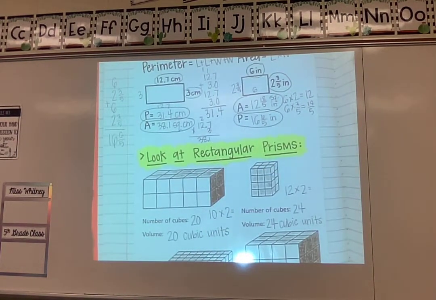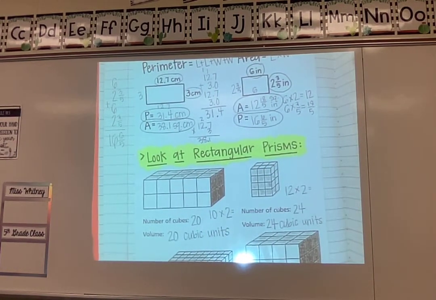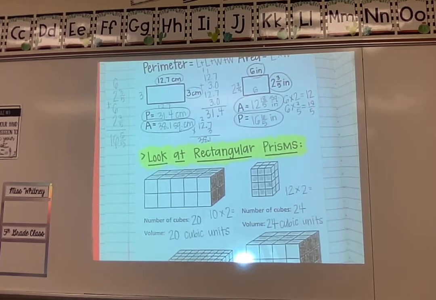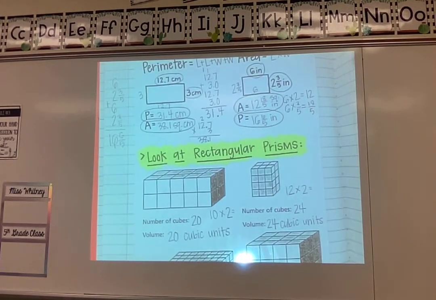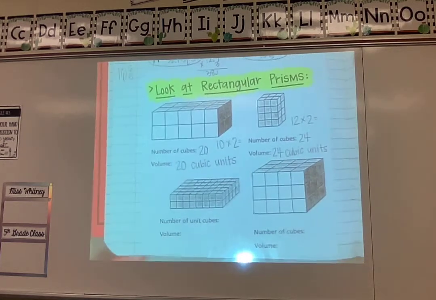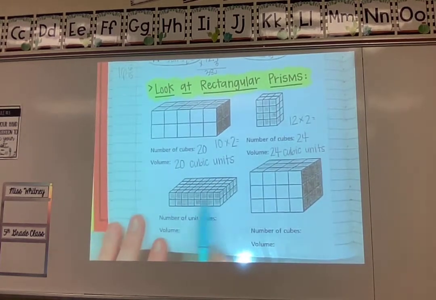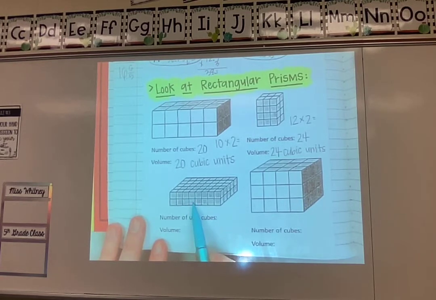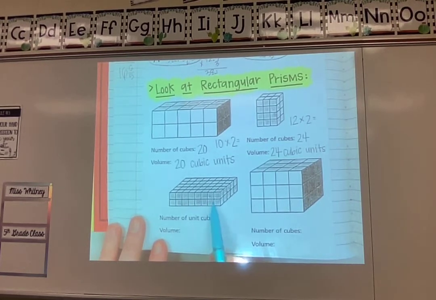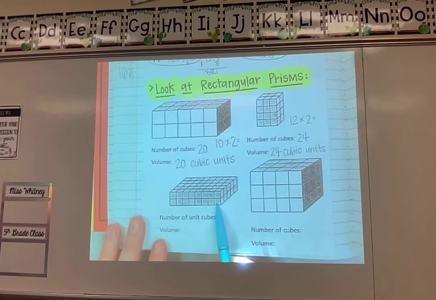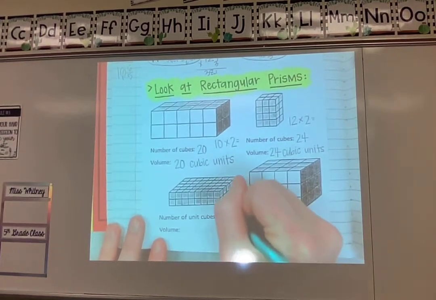So first, I like to count the part that I can see up here. And I just realized you can't see that on my notebook. I'm sorry. Let me scooch that up and I'll count those again. So I'm going to count this layer that's facing me right here. 1, 2, 3, 4, 5, 6, 7, 8, 9, 10, 11, 12, 13, 14, 15, 16. So there's 16 cubes in that layer.